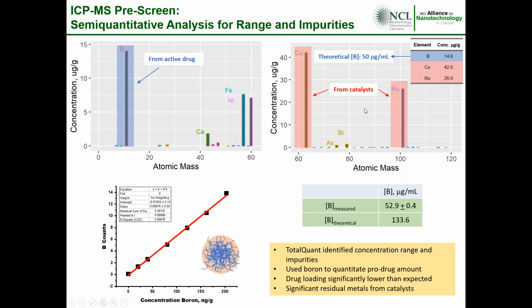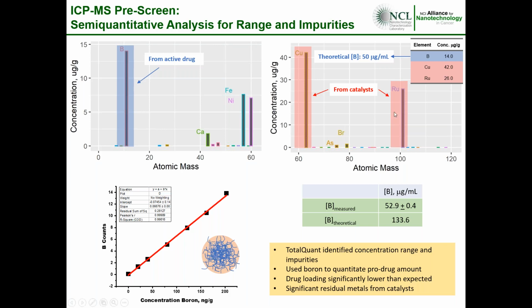So if we look to the graph on the top right, I've highlighted in red copper and ruthenium, and we saw quite a bit of those in this sample. And it turns out that these are catalysts that were used to create the polymer that are just residual metals that weren't filtered out or cleaned out from the sample.